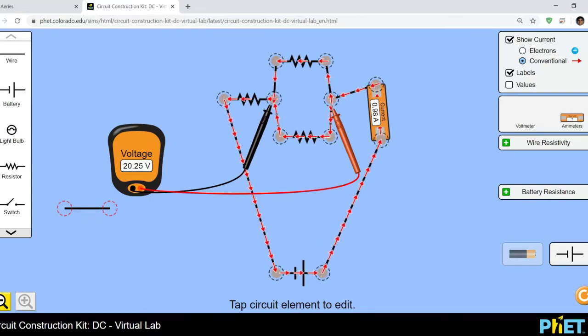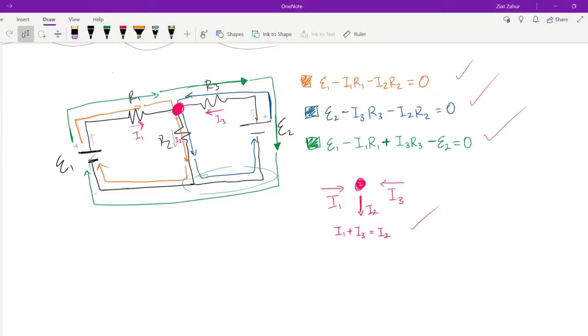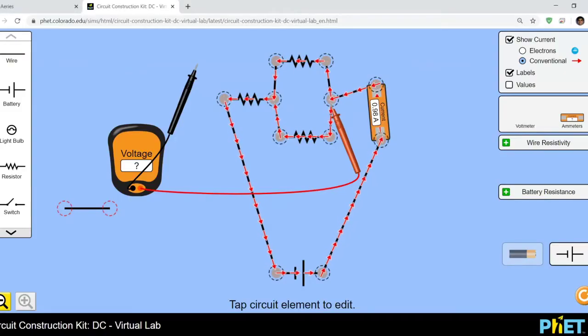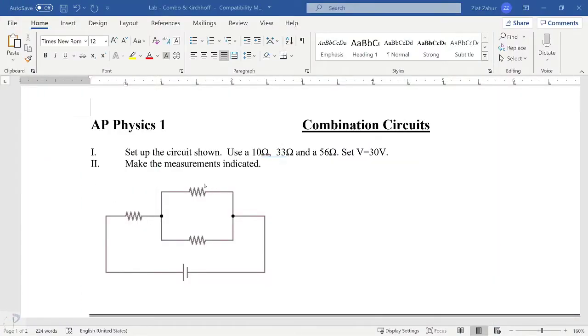That's because all three points, top, middle, and bottom, have the same potential. And that's why those two are parallel. We know that the first two, this one up top and the one down below, are parallel with each other. Once you combine them in parallel, then they are in series with the one in front.